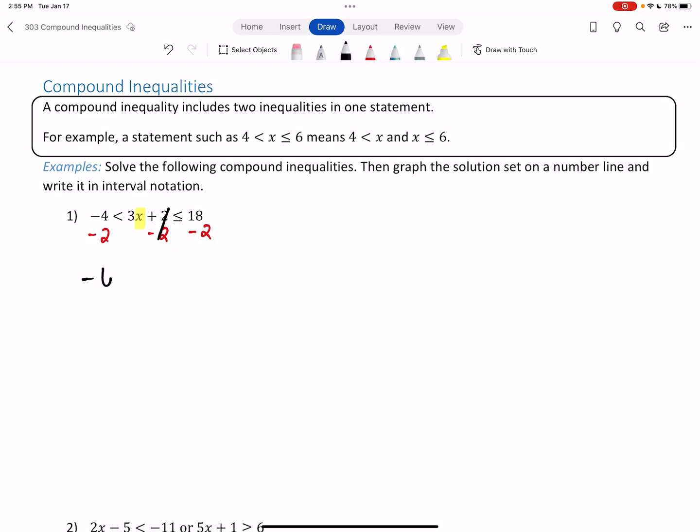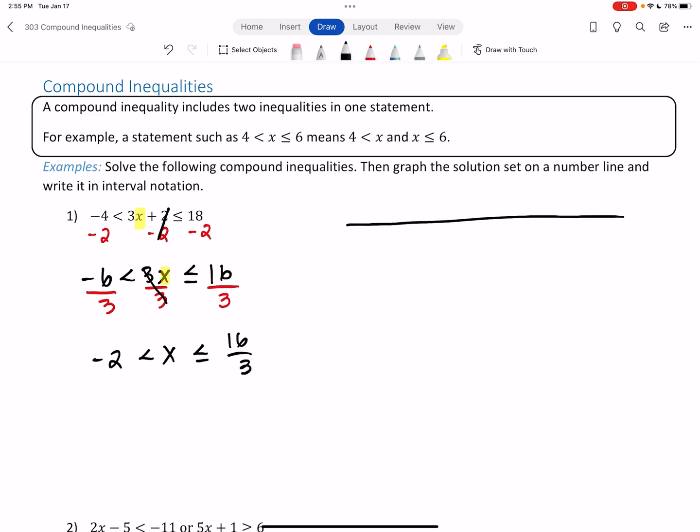Negative 4 minus 2 makes negative 6, less than or equal to 3x, less than or equal to 18 minus 2 makes 16. Again, I'm trying to get to that x right there, so I want to divide by 3. Whatever I do to one part, I have to do to all the parts. Because the number I'm dividing by is positive, I don't need to change anything. So negative 6 divided by 3 makes negative 2, less than x, less than or equal to 16 over 3.